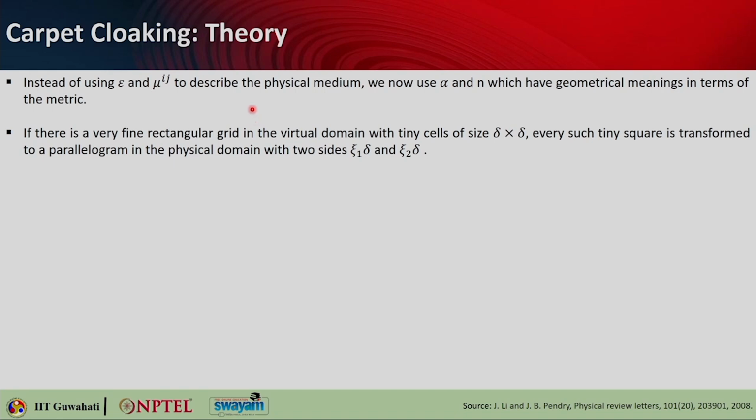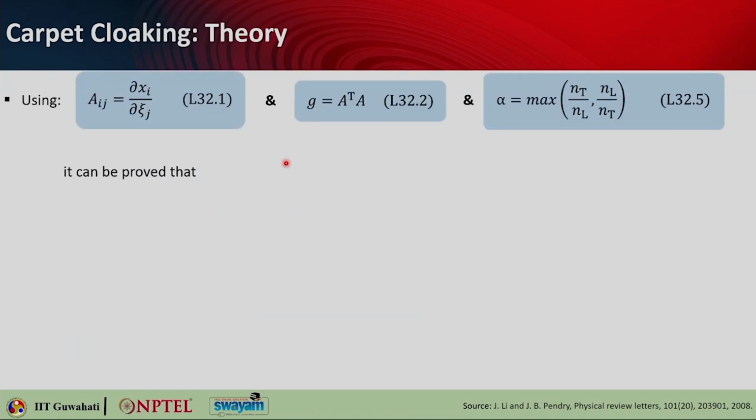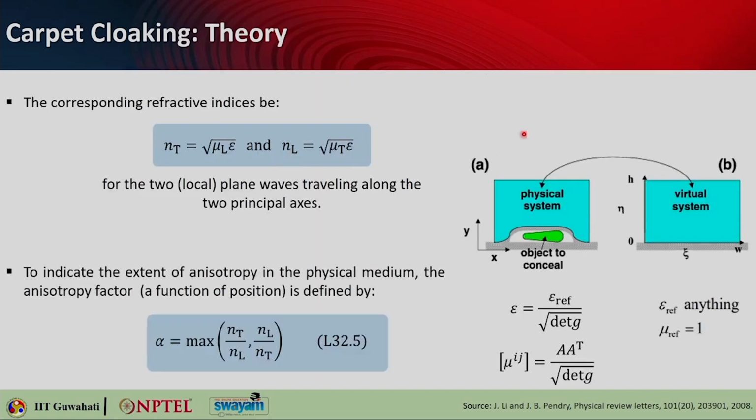If there is a fine rectangular grid in the virtual domain with tiny cells of size delta by delta, each tiny square can be transformed into a parallelogram in the physical system, which will have two sides, zeta_1 delta and zeta_2 delta. That way you will be able to map this one. The virtual system will be able to cater to the physical system, which is like this.